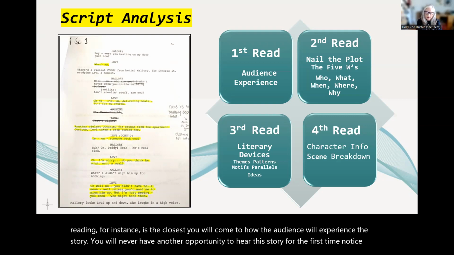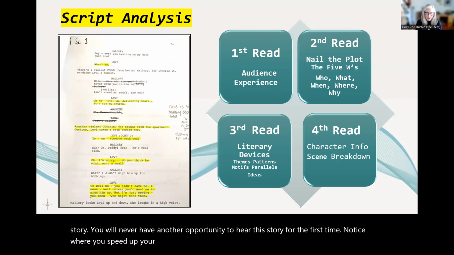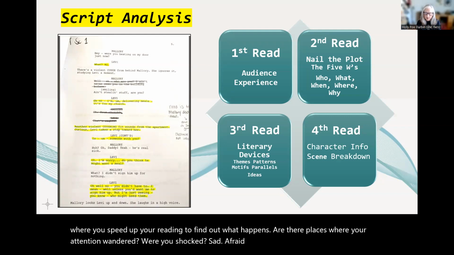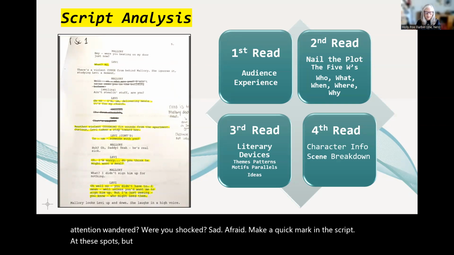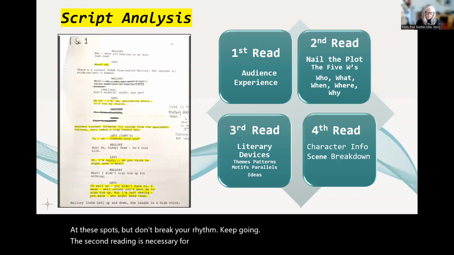Notice where you speed up your reading to find out what happens. Are there places where your attention wandered? Were you shocked, sad, afraid? Make a quick mark in the script at these spots, but don't break your rhythm. Keep going. The second reading is necessary for complicated plays or scripts with complex language.